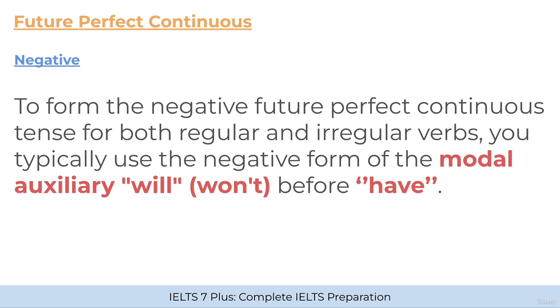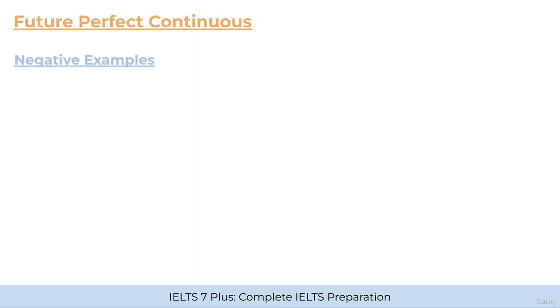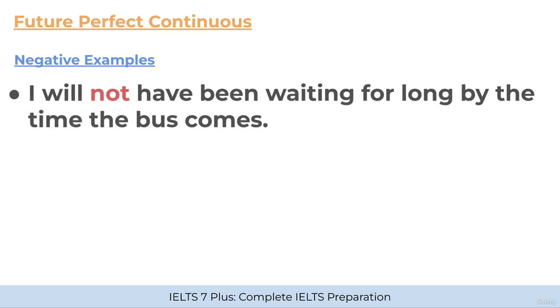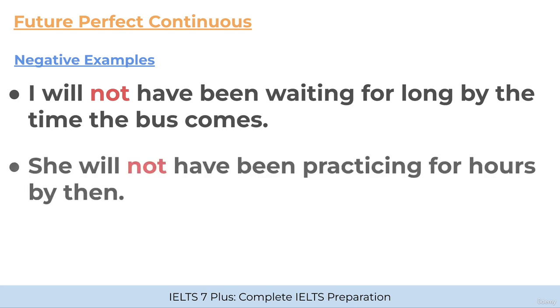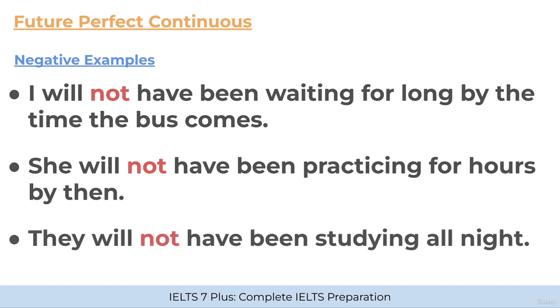Negatives then. So how do we form the negative? Well, both for regular and irregular verbs, you want to use will and then not before the have, just like with the perfect continuous. Okay, some examples then. I will not have been waiting for long by the time the bus comes. She will not have been practicing for hours by then. They will not have been studying all night. So I've highlighted the not, just like with the future perfect, you can sandwich it in between the auxiliary verbs will and have there.